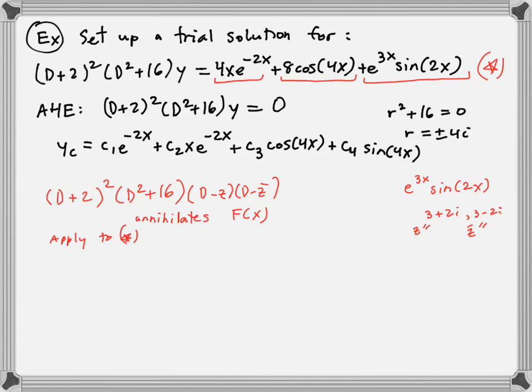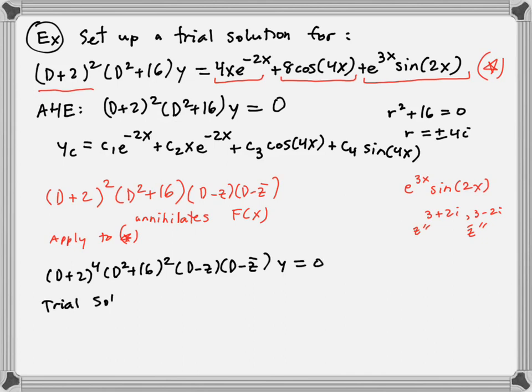And so here's what we end up with. We just applied a d plus 2 squared, right? But we already had a d plus 2 squared to begin with, so now we have 4 of them. We end up with d plus 2 to the 4th. We already had a d squared plus 16, so now we have a d squared plus 16 squared. And then we have this d minus z times d minus z bar. All of that equals 0. So we're ready to write down our trial solution.